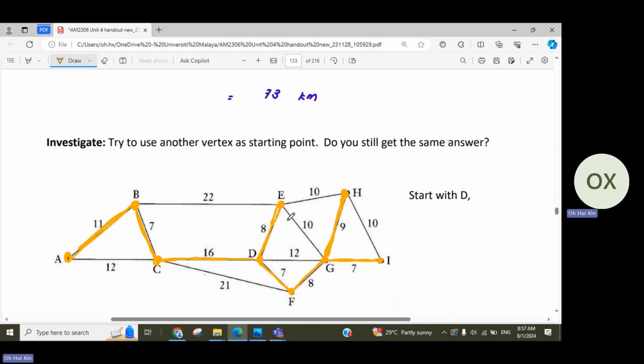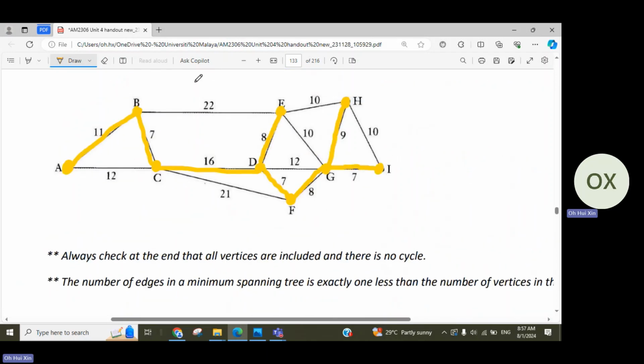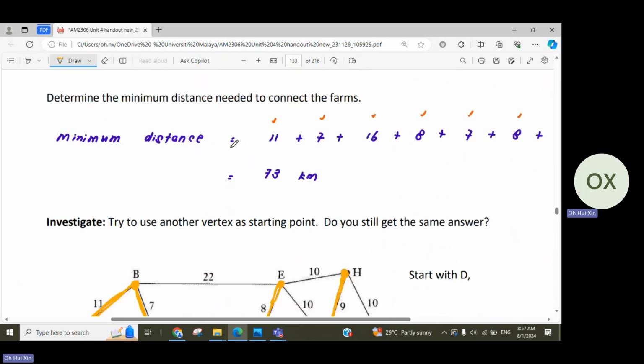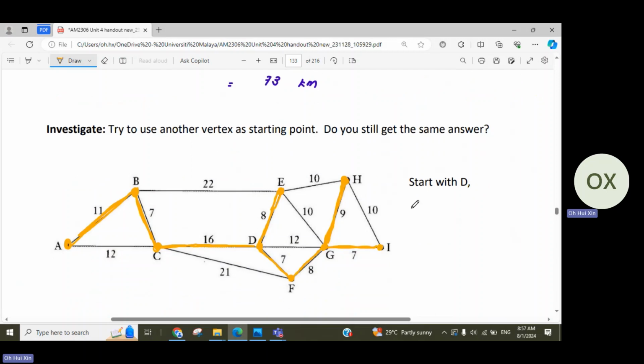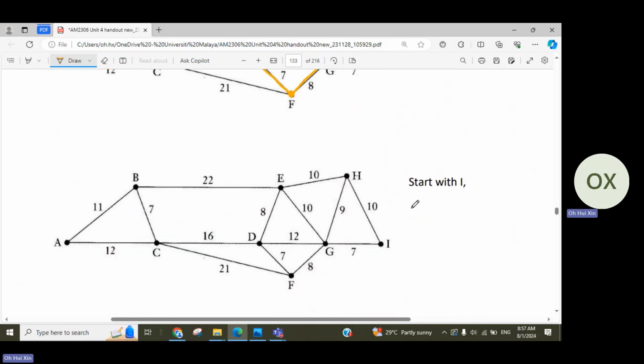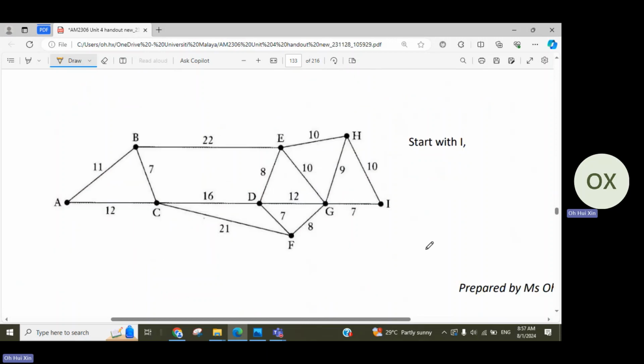You realize that your answer should be the same as what you got in the previous part. This shows that regardless of where you start, you should be able to get the same thing. So you can practice for I. If you still feel a bit unsure, you can listen to the explanation one more time, and later we still have time for you to do your practice.